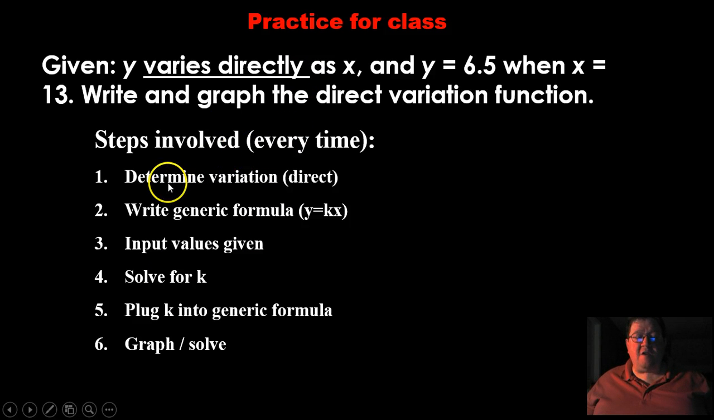So first thing, determine what type of variation you have. So far, we've only learned direct, but we're going to learn the others. Write the generic formula, plug in the numbers they give you, and then solve for k. Take that value for k and plug it back into the generic formula, and then you can either graph the equation or you can solve for a different value. No matter what, these are the steps you want to use. All right, so there you got it. Make sure you get that down, and we're going to keep going.